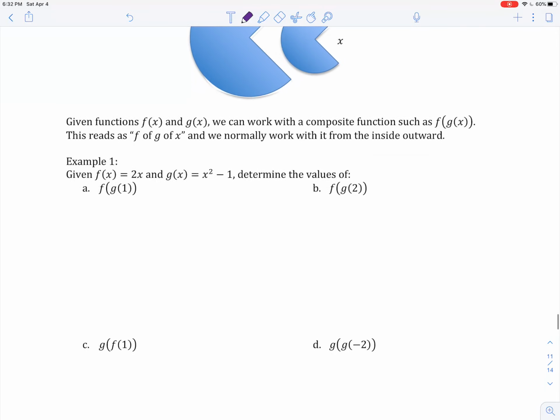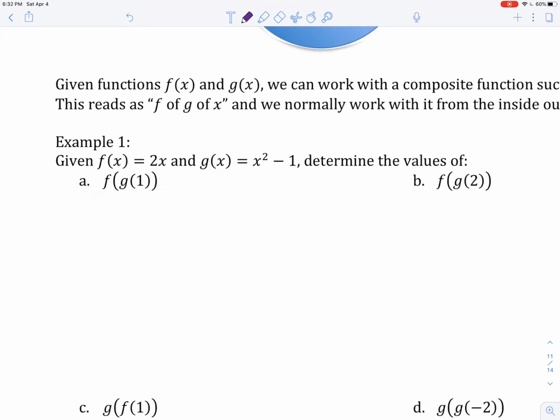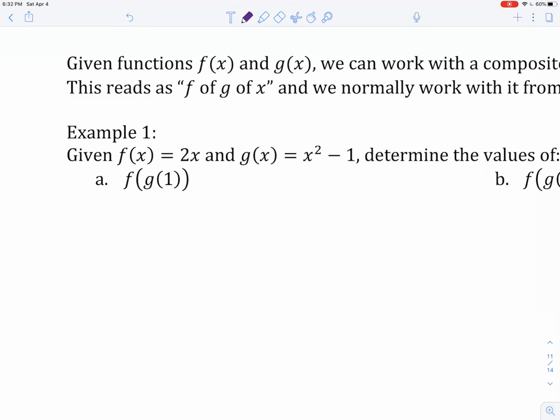And let's see a couple ways to do this. If we have something like this, we have f of g of 1. That is what that says. Because this says f of, this says g of, this says 1. These parentheses don't say anything, but they're necessary for notation purposes. So f of g of 1 is what we're dealing with.